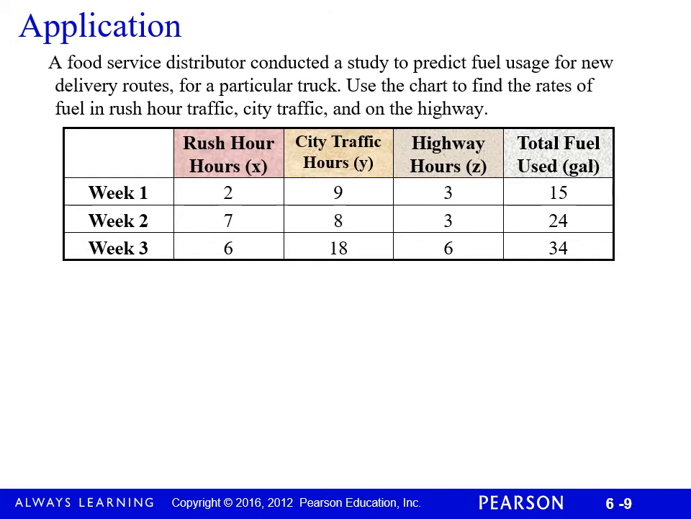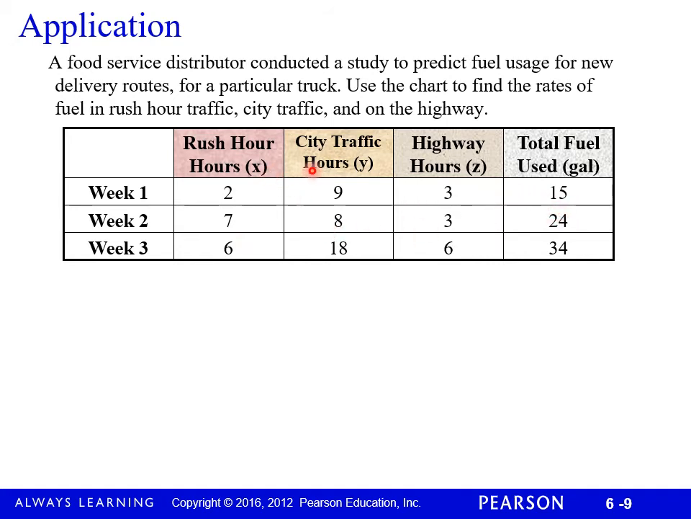A food service distributor conducted a study to predict fuel usage for new delivery routes for a particular truck. Use the chart below to find the rates of fuel in rush hour traffic, city traffic, and on the highway. Notice here in week 1, in rush hour traffic, he drove 2 hours, drove 9 hours in city traffic and 3 hours on the highway, and he used 15 gallons of gas. And you can see how this goes across, okay?